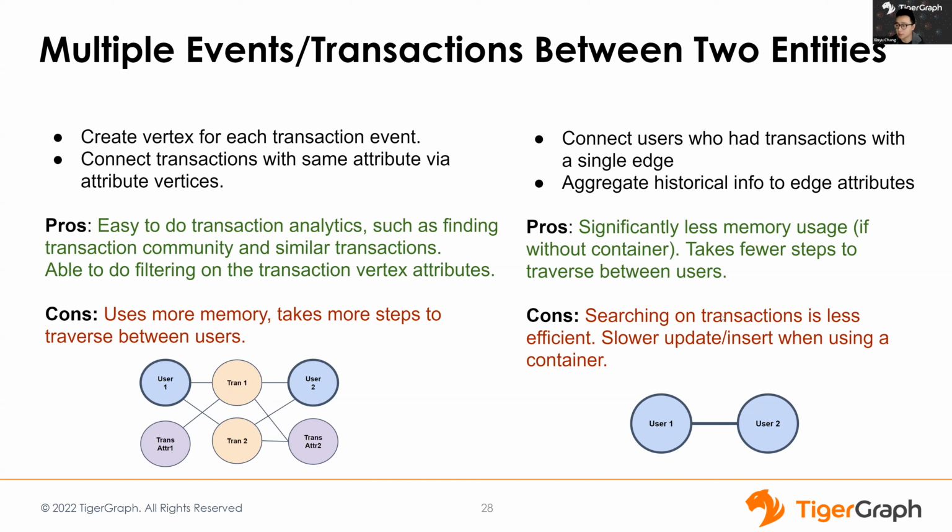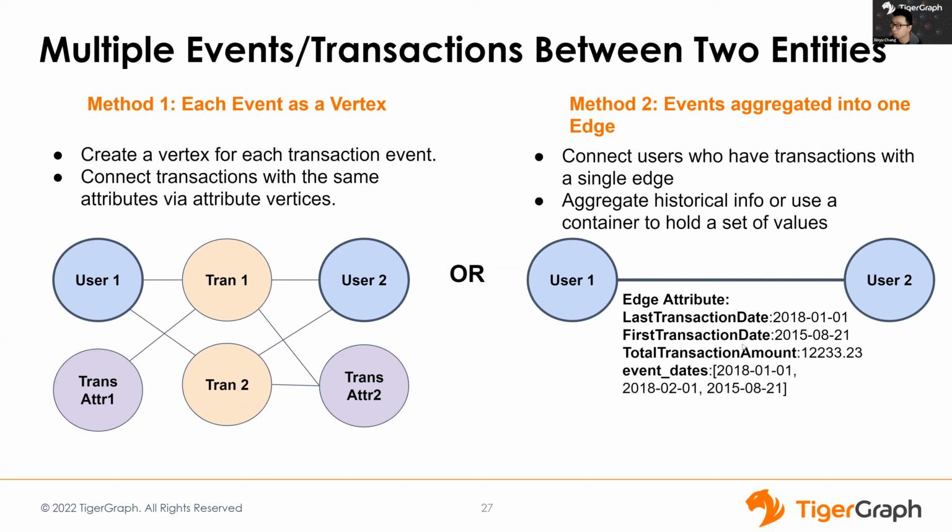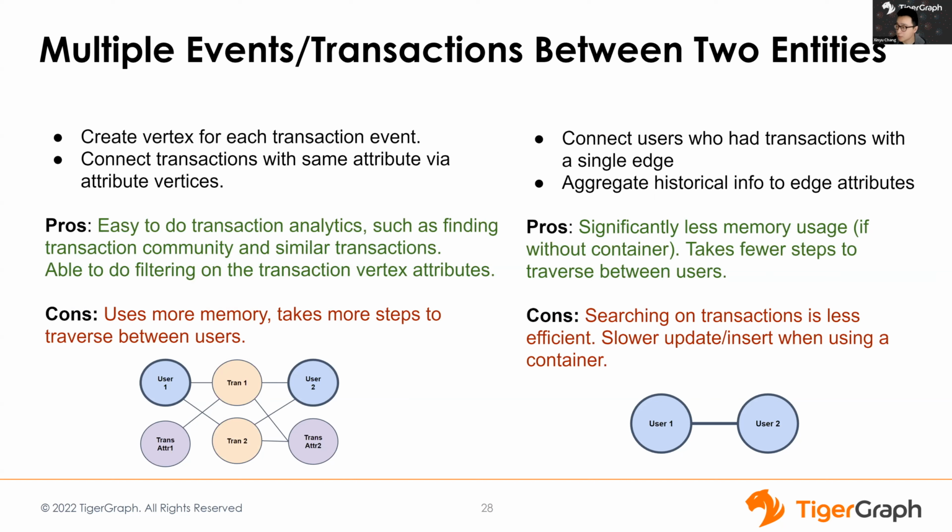And the design on the right-hand side is really like, because you only use one edge, it will significantly use less memory, and it takes fewer steps to traverse between the users, right? But one thing is, if you only use the aggregated attributes, we may lose some info. Usually, we don't want that to happen, right? But in order to prevent losing info, we can also store every info of every transaction in a container type, for example, list or set, right? But in that case, a container type attribute usually performs slower than scalar type attributes. For example, if you run frequent updates over the container type attribute, it will significantly make your query performance slower.